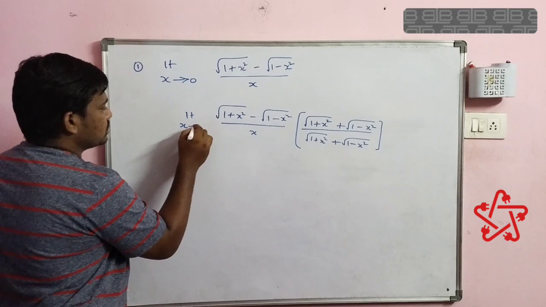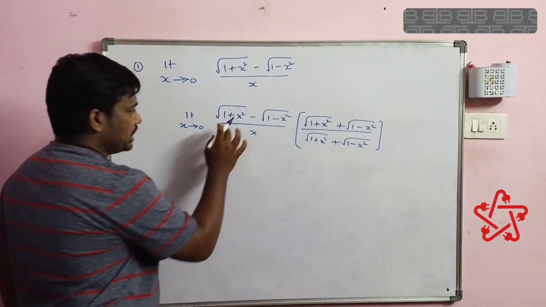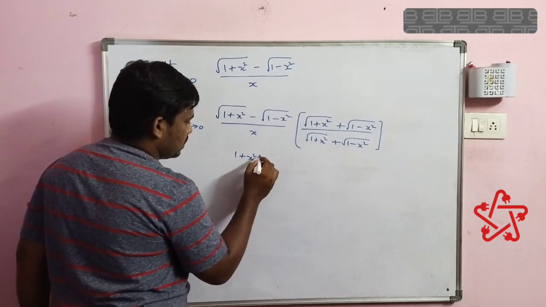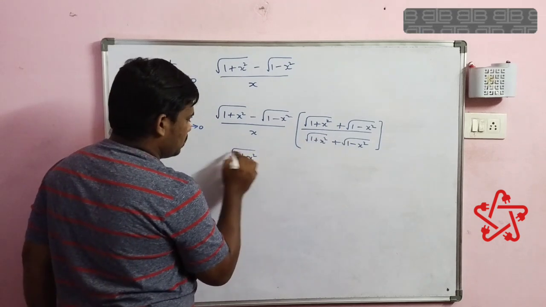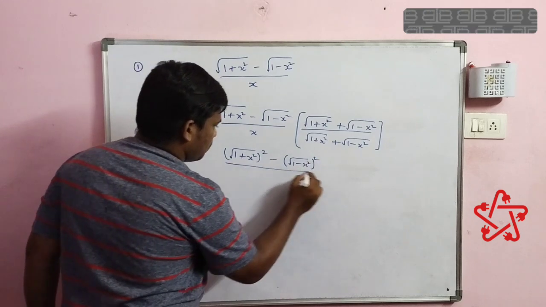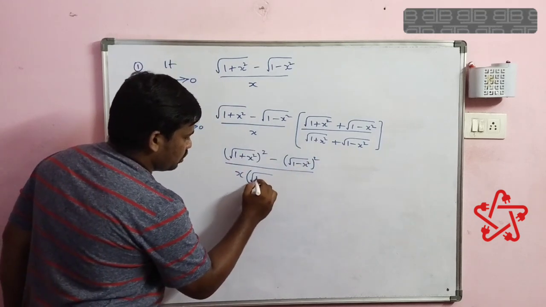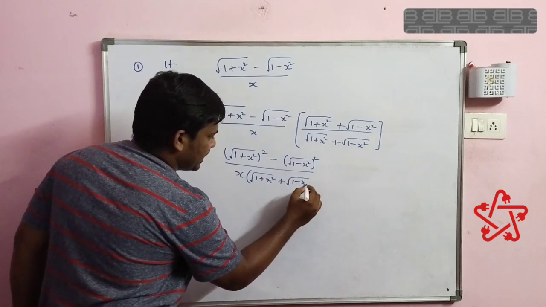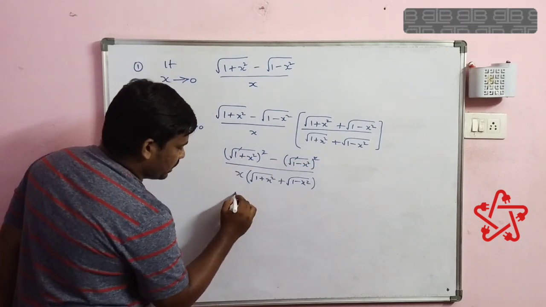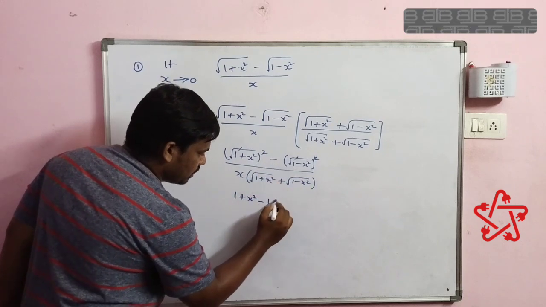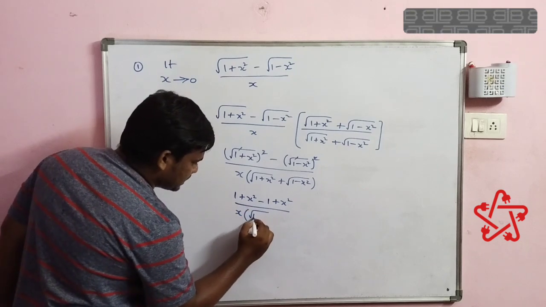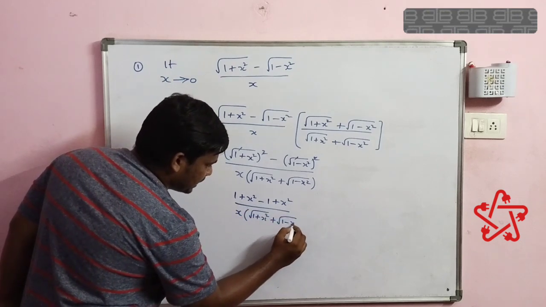Limit x tends to 0. Now a minus b into a plus b is a square minus b square, by x into root over 1 plus x square plus root over 1 minus x square. Root and square get cancelled. It becomes 1 plus x square minus 1 plus x square, right? Here it becomes x into root over 1 plus x square plus root over 1 minus x square.